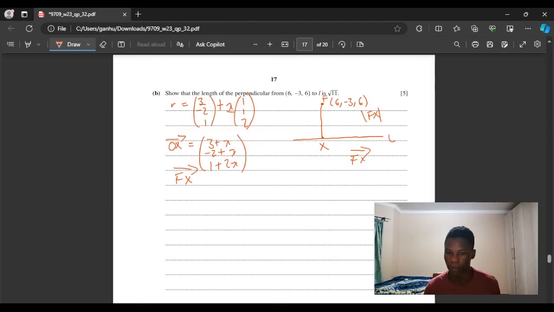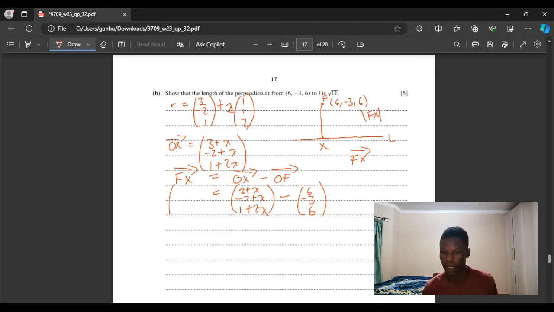Now we need to find the displacement vector FX. So FX is equal to OX minus OF. So OX is (3 plus lambda, -2 plus lambda, 1 plus 2 lambda) minus (6, -3, 6). And this gives us 3 minus 6 is minus 3 plus lambda, negative 2 minus minus 3, that's 3 minus 2, so that's 1 plus lambda, and then 1 minus 6, minus 5 plus 2 lambda.